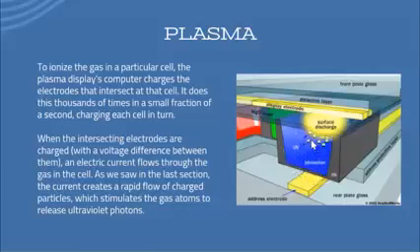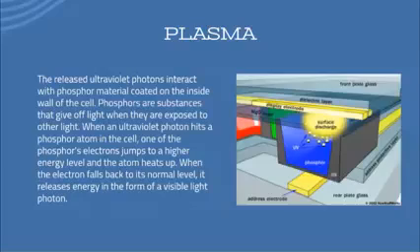As we saw in the last section, the current creates a rapid flow of charged particles, which stimulates the gas atoms to release ultraviolet photons. So once this display electrode and the address electrode provide a surface charge, creating an electric current which will ionize the gas within the cell, ultraviolet photons are created. The released ultraviolet photons interact with the phosphor material coated on the inside wall of the cell. The phosphors are substances that give off light when they are exposed to other light or being stimulated, such as X-rays.